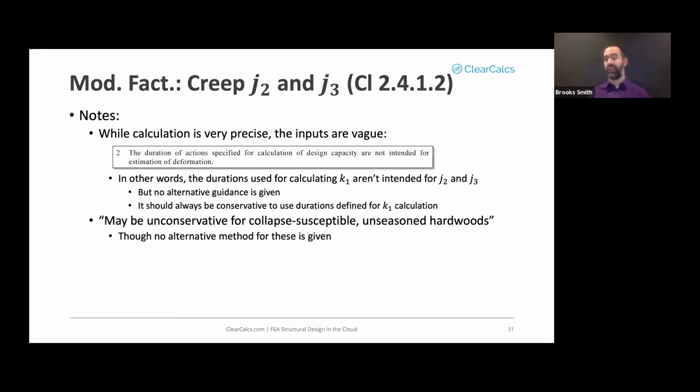Definitely don't design your long-term deflections to 99% usage for unseasoned hardwoods. But unfortunately, this is left up to you. The standard doesn't give you further guidance on this.